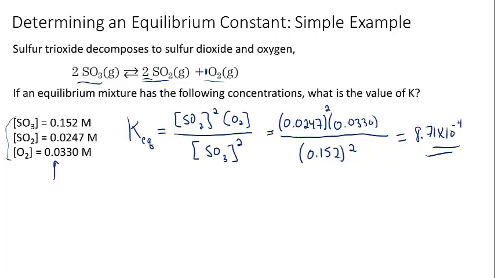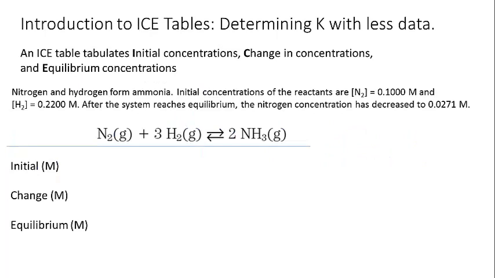Okay, now let's look at a slightly harder example. This is one that's going to introduce us to one of the most important tools that we can use when looking at equilibrium systems, and that's called an ICE table. An ICE table stands for a table that shows the initial concentrations of species before they come to equilibrium, the change in concentrations as they go to equilibrium, and what the equilibrium concentrations are.